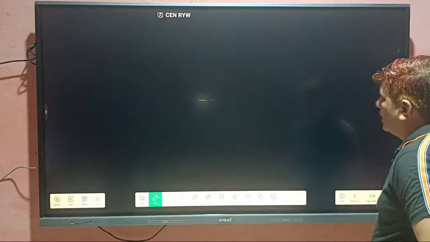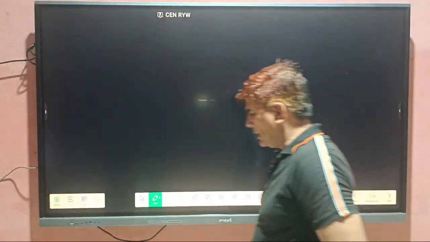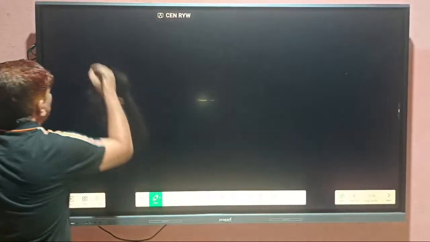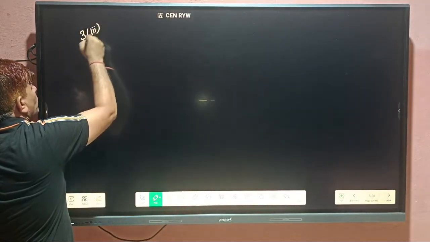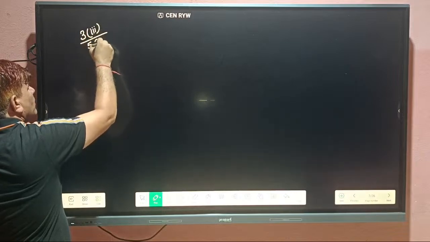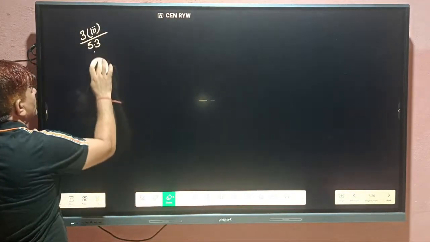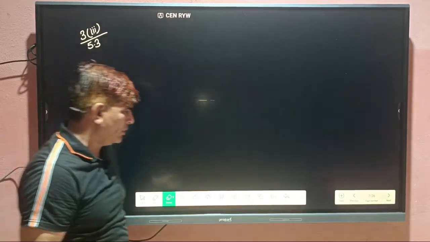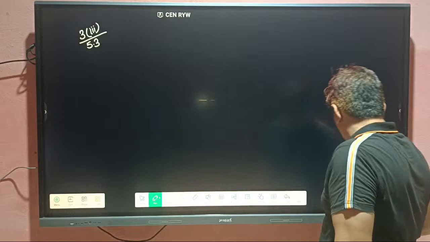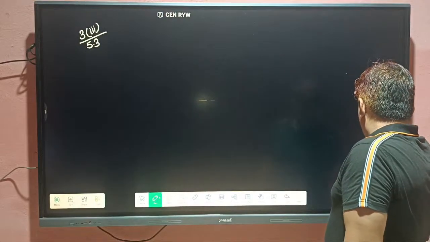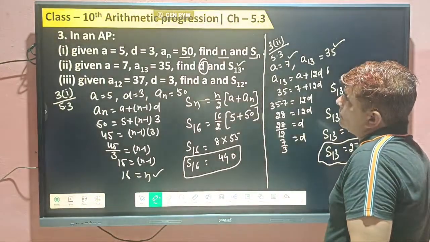One more part left. Which part is this? Third part of question number 3. You have to show like this. Anywhere A is not given, you have to find it out. Somewhere N is not given, you have to find it out. Yes or no?